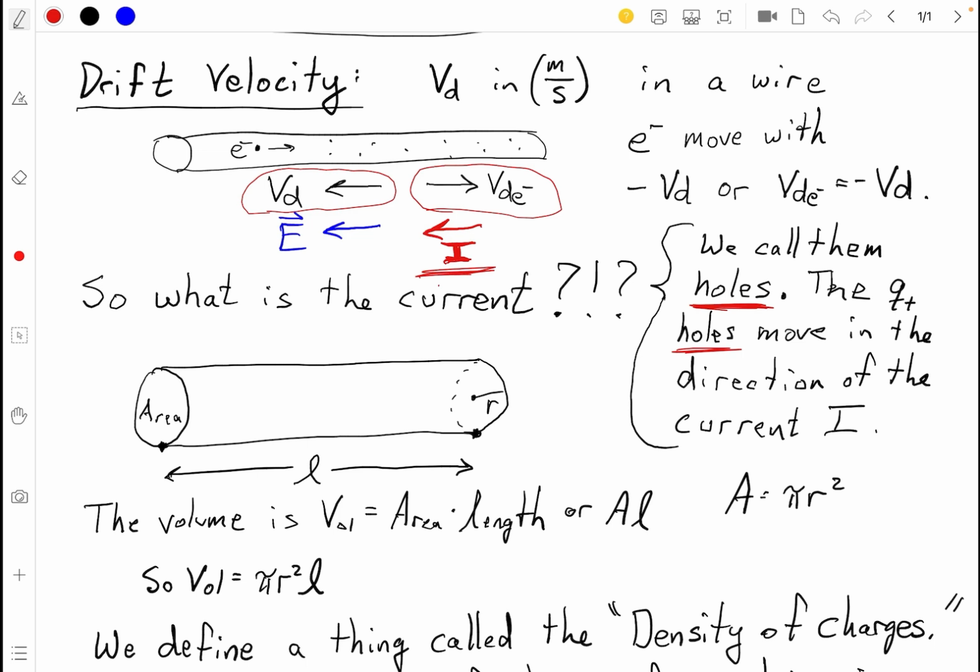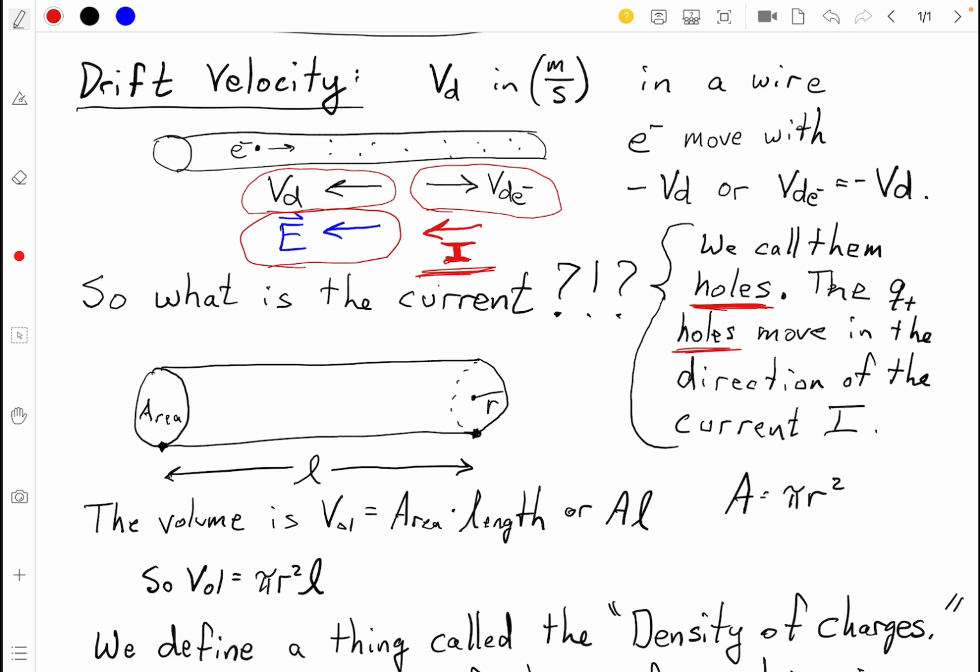So, which is a positive charge, which means if it has an electric field going in that direction, the positive charges want to go the same direction as the electric field. So that is what we call current. It's just the opposite of the negative charge. You just take the negative charge and you make it positive to get the positive amount of charge.